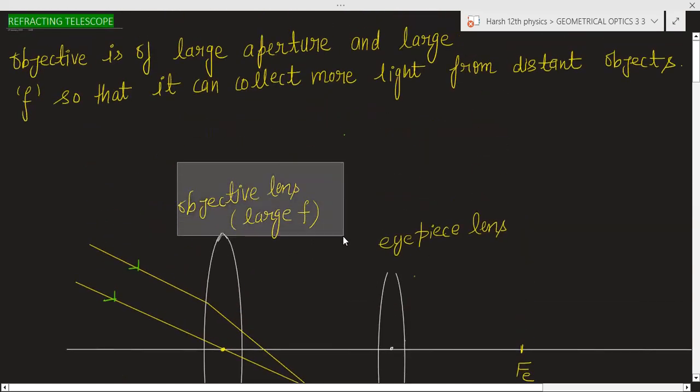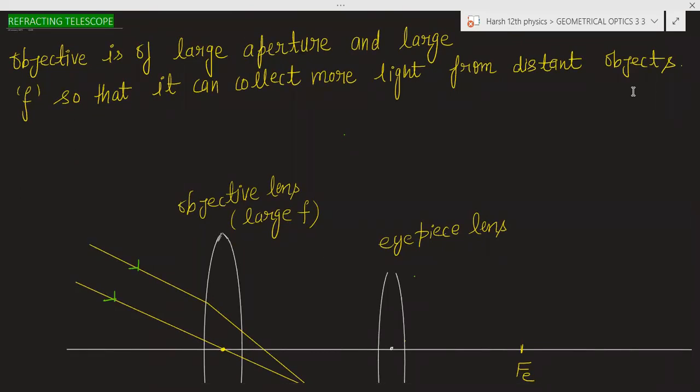Why did we make the objective lens large? The objective lens is of large aperture, and large focal length, so that it can collect more light from the distant object. Actually, we want to see distant objects like stars, like the moon. For getting a clear image, we should have more light from that object that we want to see.